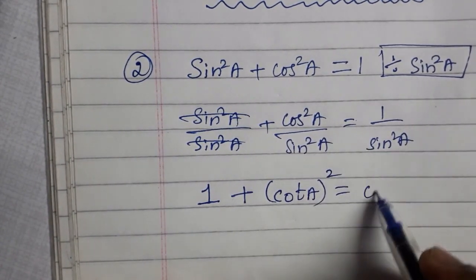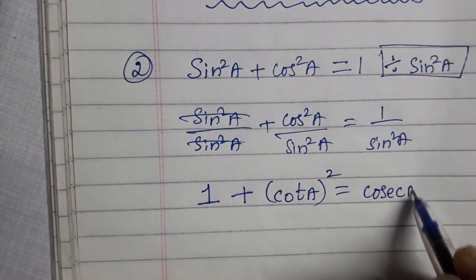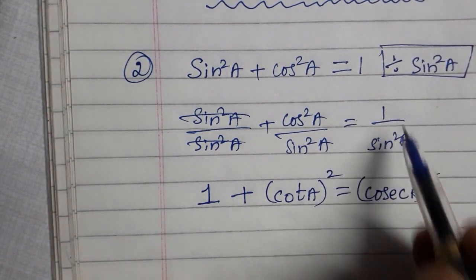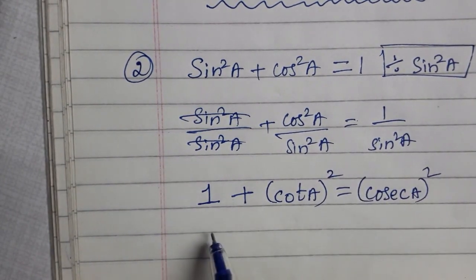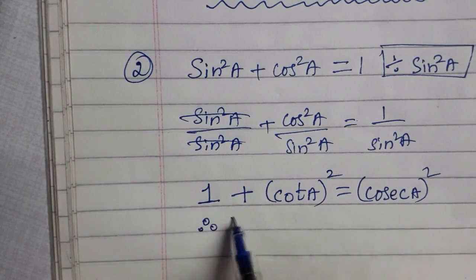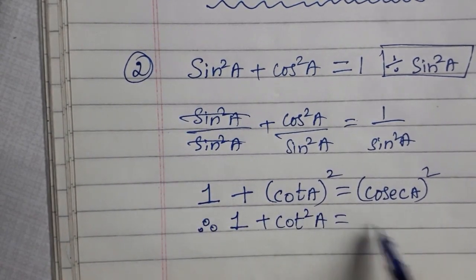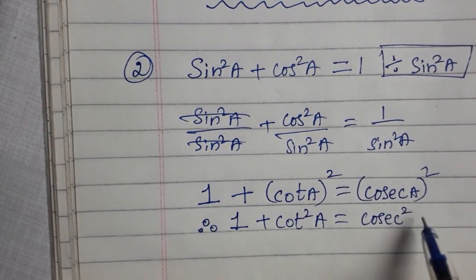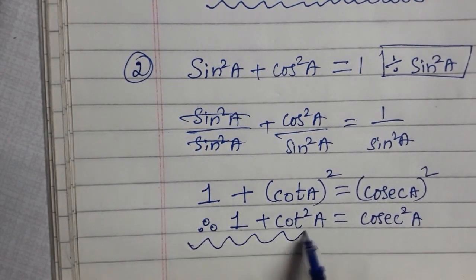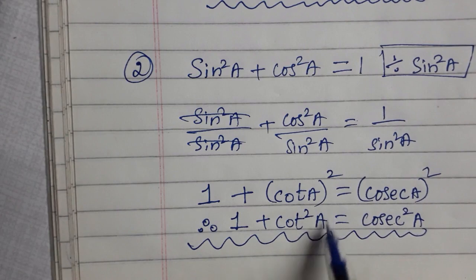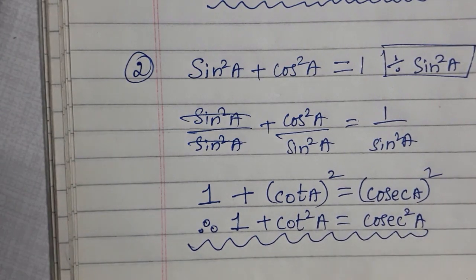1 by sin we know it is cosec. Cosec A the whole square. Reciprocal of sin is nothing but cosec A. So therefore, I got the second identity: 1 plus cot square A is equal to cosec square A. This is my second identity. 1 plus cot square A is equal to cosec square A.